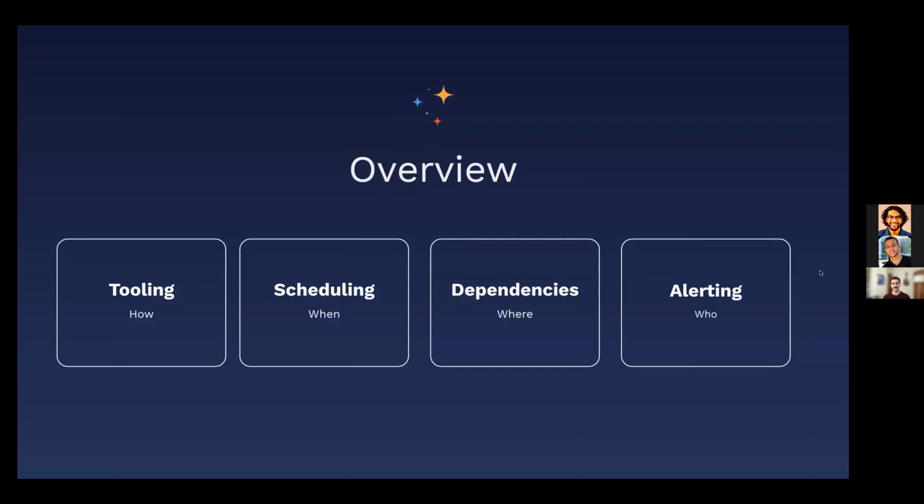The dependencies are the where: where these data quality tasks actually take place. This is tied deeply into scheduling, but is differentiated enough that we'll give it its own little section. Again, we're going to focus on what it means for data quality to operate inside a DAG versus as a DAG, and what that means for the upstream and downstream aspects of the pipeline and the data ecosystem. And finally, we're going to talk a bit about alerting, which is the who.